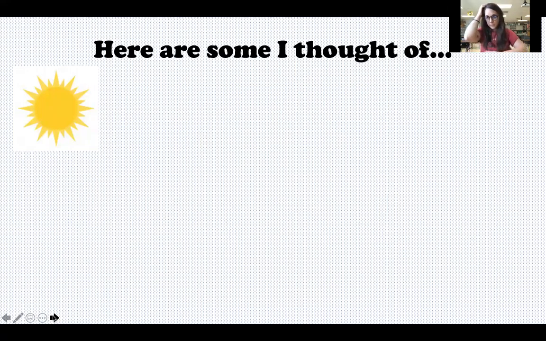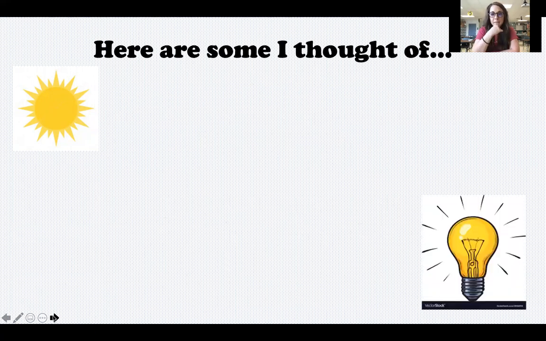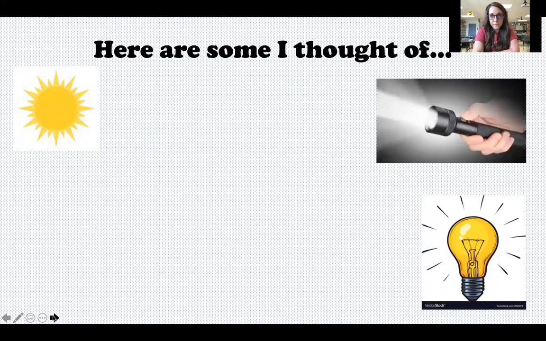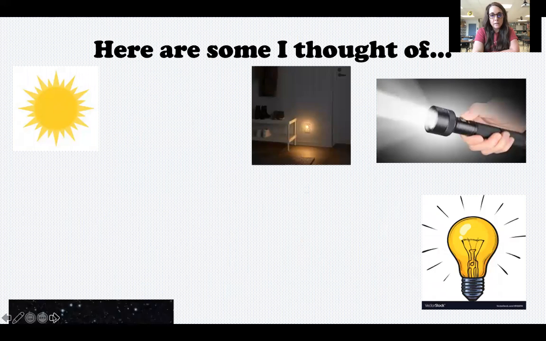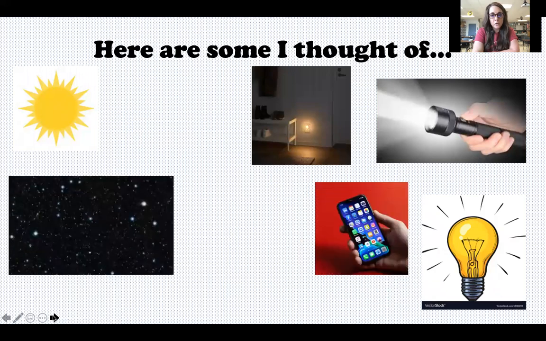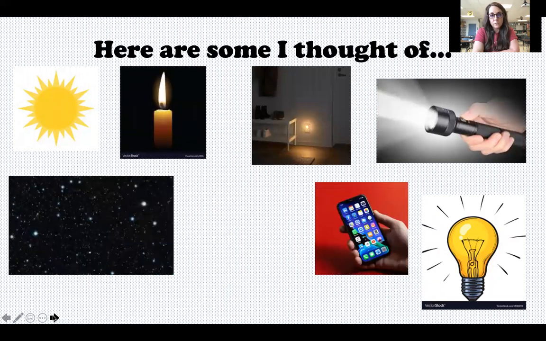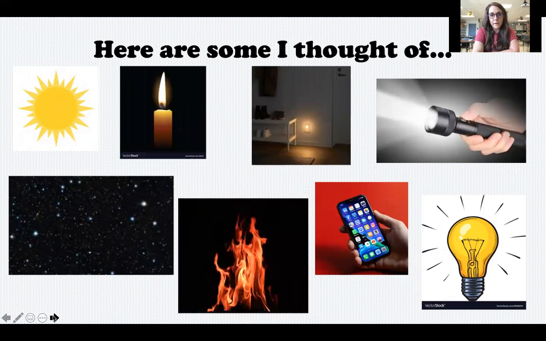Here are some I thought of. The sun, that's our main source of light here on Earth, and that's what we call a natural source of light, meaning it was not made by people. Light bulbs, that's an artificial light source. A flashlight, another artificial light source. We'll be using those today. A night light, stars, an iPhone or a cell phone, a candle, and fire. All of these are sources of light.